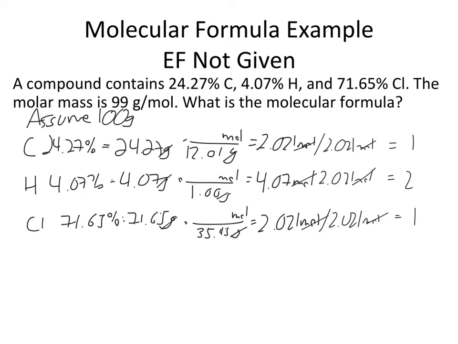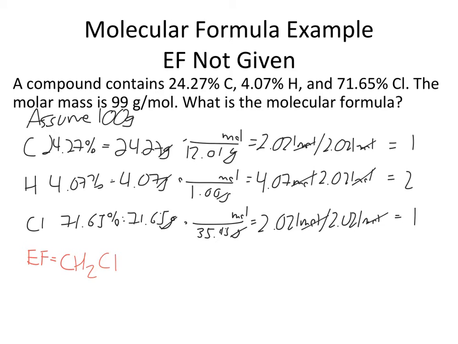So now we can put our empirical formula together. The empirical formula is going to be C, and by C we have a subscript of 1, so it's just C1, which we don't write the ones. For hydrogen, we have a factor of 2, so we're going to have H2, and finally for Cl, it's going to be 1. So CH2Cl is our empirical formula.